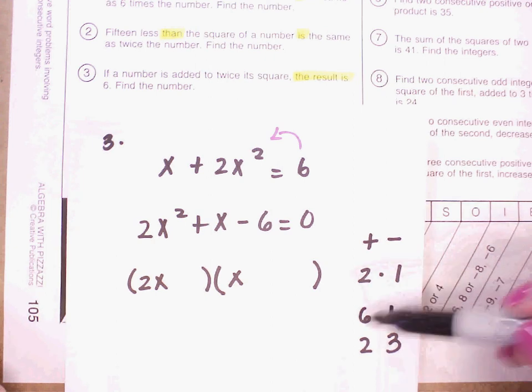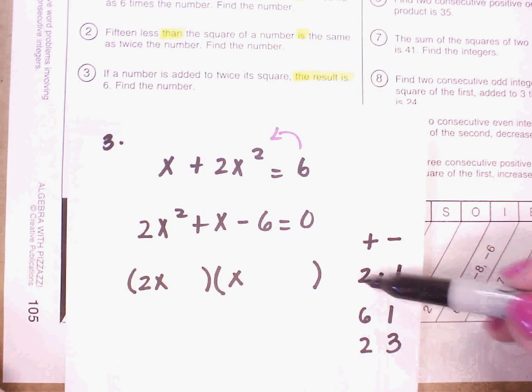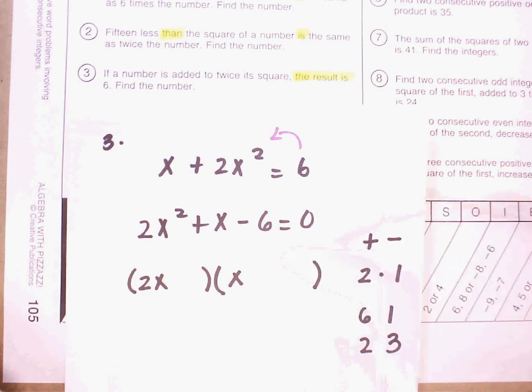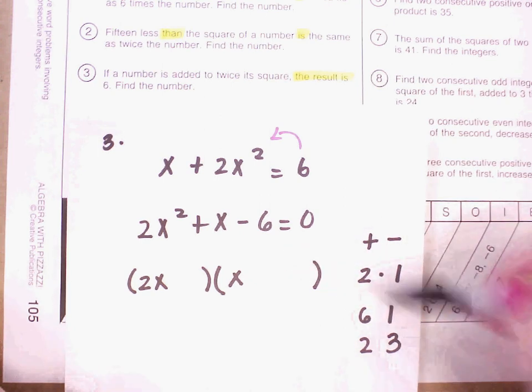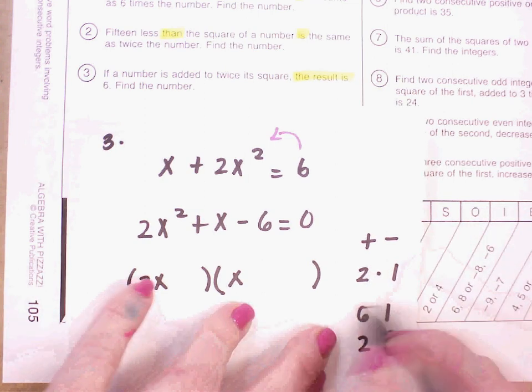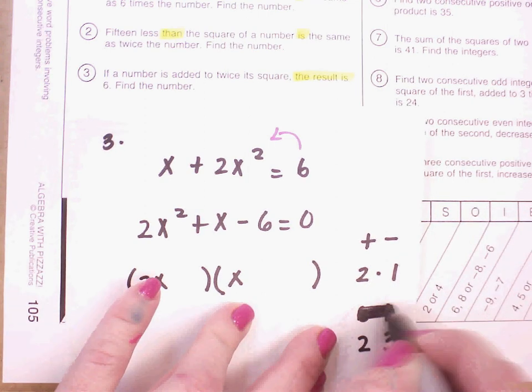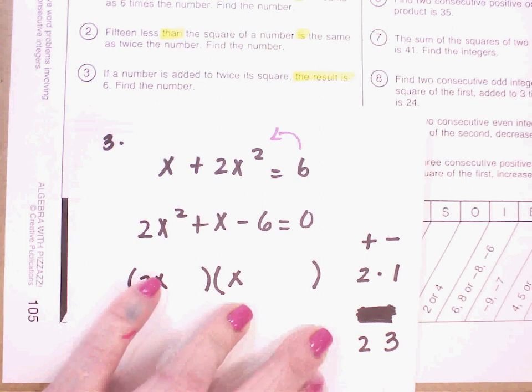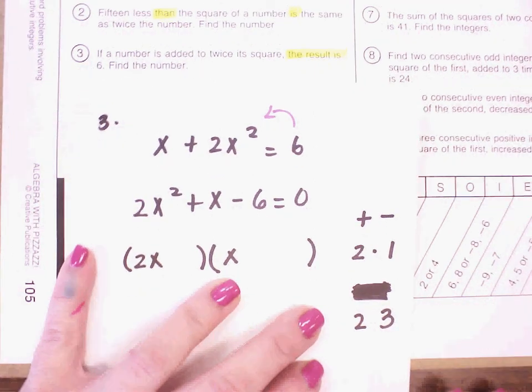Is it going to be 6 and 1? No, because 6 times 1 is 6. You take away 2. That's not going to be 1. Even if you do it this way, it's definitely not going to be 6 and 1. So I can eliminate 6 and 1. So how can I get 1 over here?